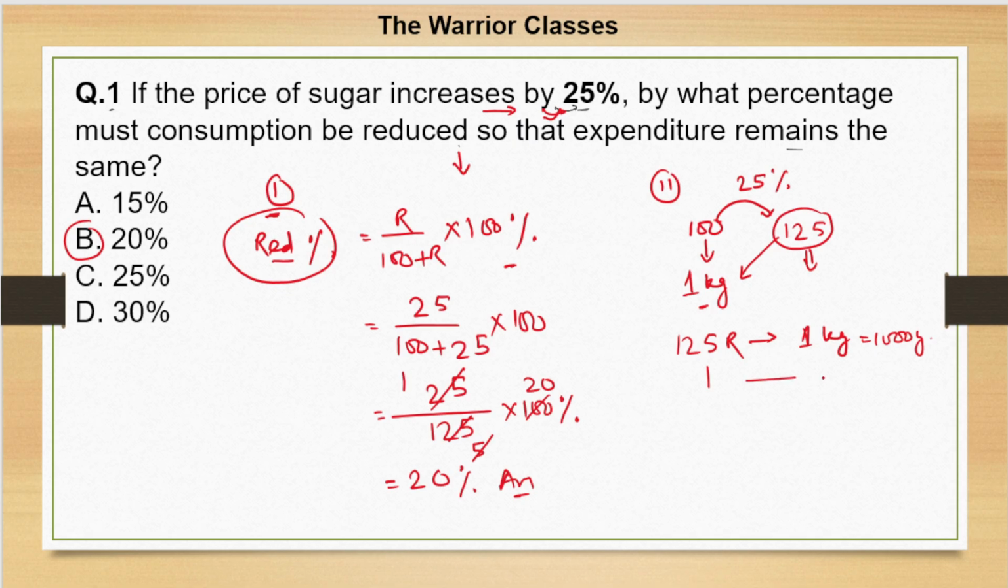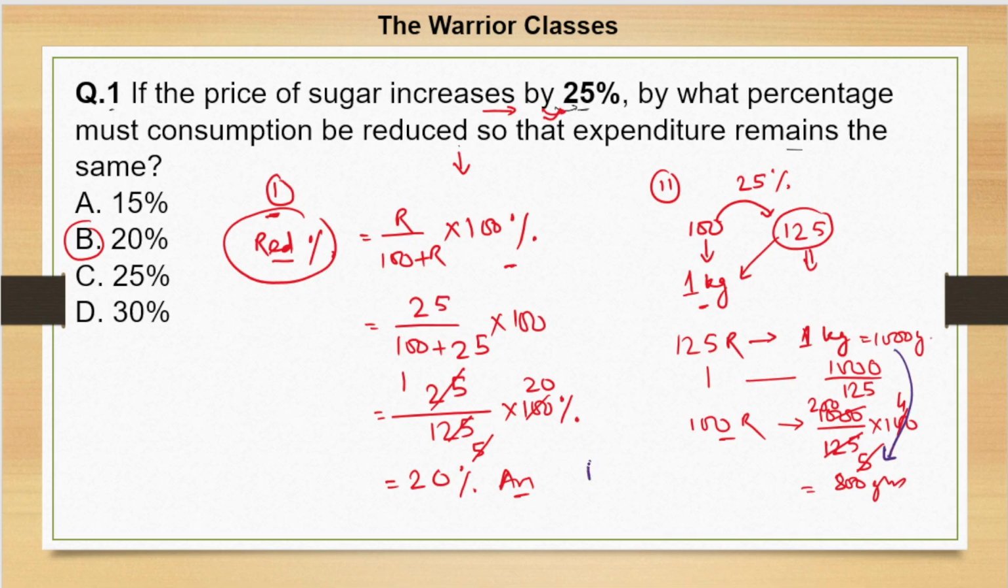Now for 1 rupee we will be purchasing 1000 divided by 125. Now in 100 rupees we will be able to purchase 1000 divided by 125, multiplied by 100. Now we'll cancel it by 5, and here it is 4. Cancelling by 5 again, it is 2 times 4, and so it will be equal to 800 grams.